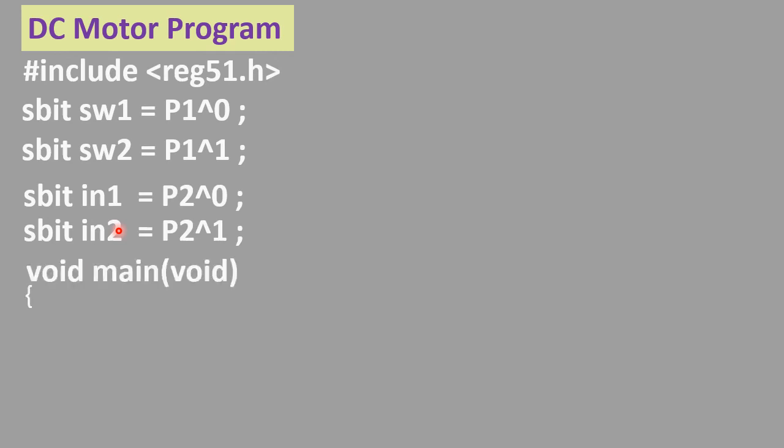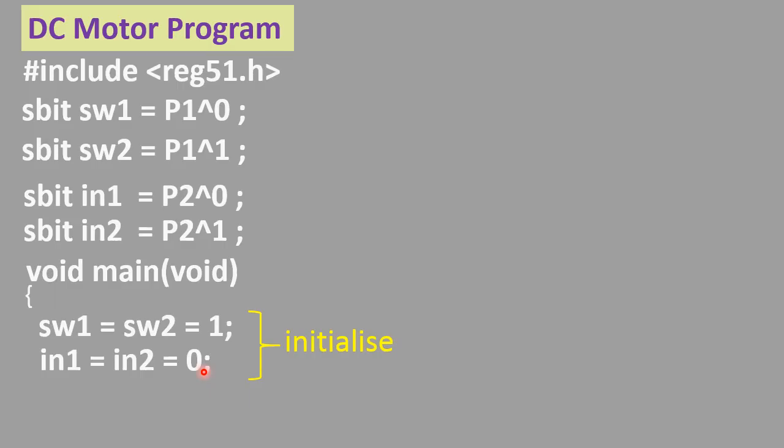Start with the main function. Switches are input devices, so initialize them as input by sending ones. Initialize IN1 and IN2 pins to zeros as the motor is to be in off condition initially. Write the code inside the while(1) body so that checking of switch status and taking necessary action repeats continuously. Switches are connected in such a way that when pressed, 0 is sent to the corresponding port pin, and when it is open, 1 is sent.